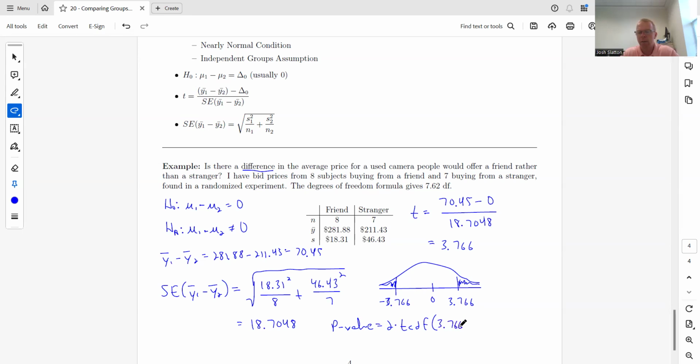So for the lower bound, we do the right, it's 3.766. For the upper bound, put 10 or 100, and then put in our degrees of freedom, which is given right there, 7.62. And we get 0.006. And I don't really have room to write this out, but the conclusion is: reject the null hypothesis, and the difference does appear to be not 0.